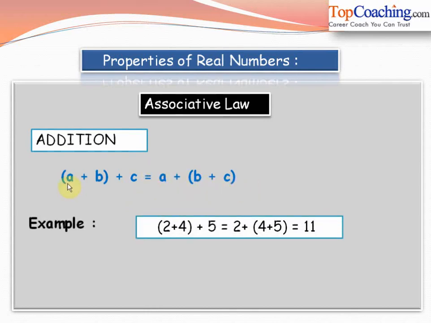If we take the value of a to be 2, value of b to be 4 and the value of c to be 5, then (2 + 4) + 5 would be equal to 2 + (4 + 5). And if you look at this LHS term, the result is 11, and even the RHS yields the same result, that is equal to 11. Therefore, the associative law of addition holds for real numbers.